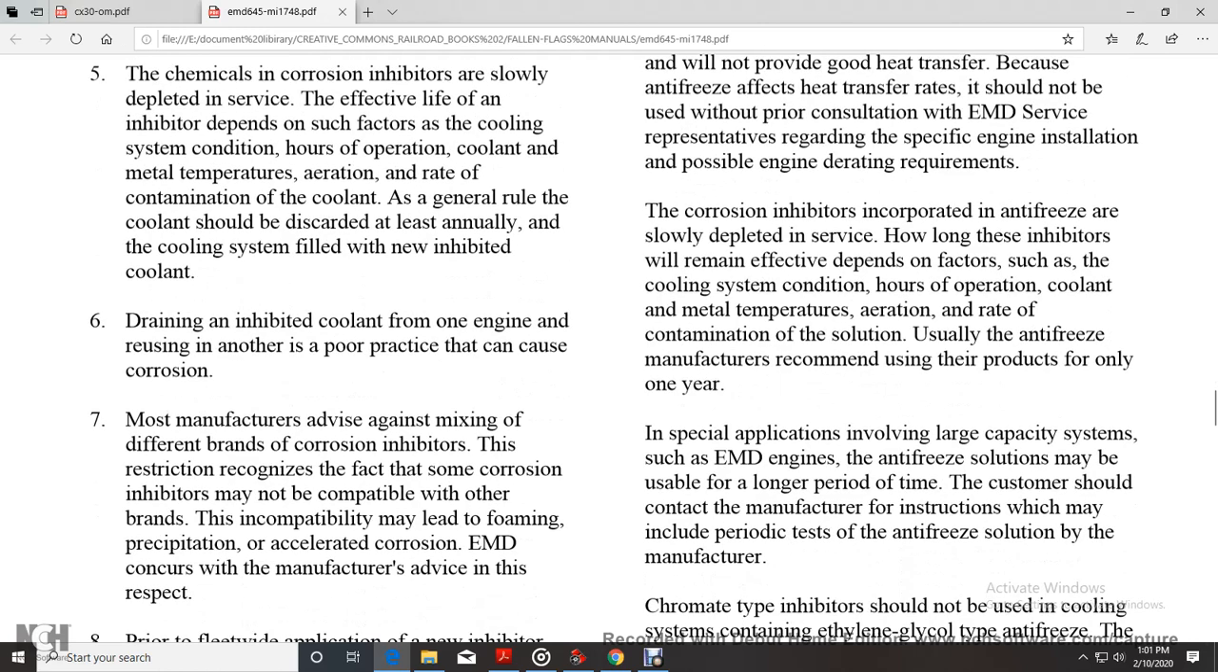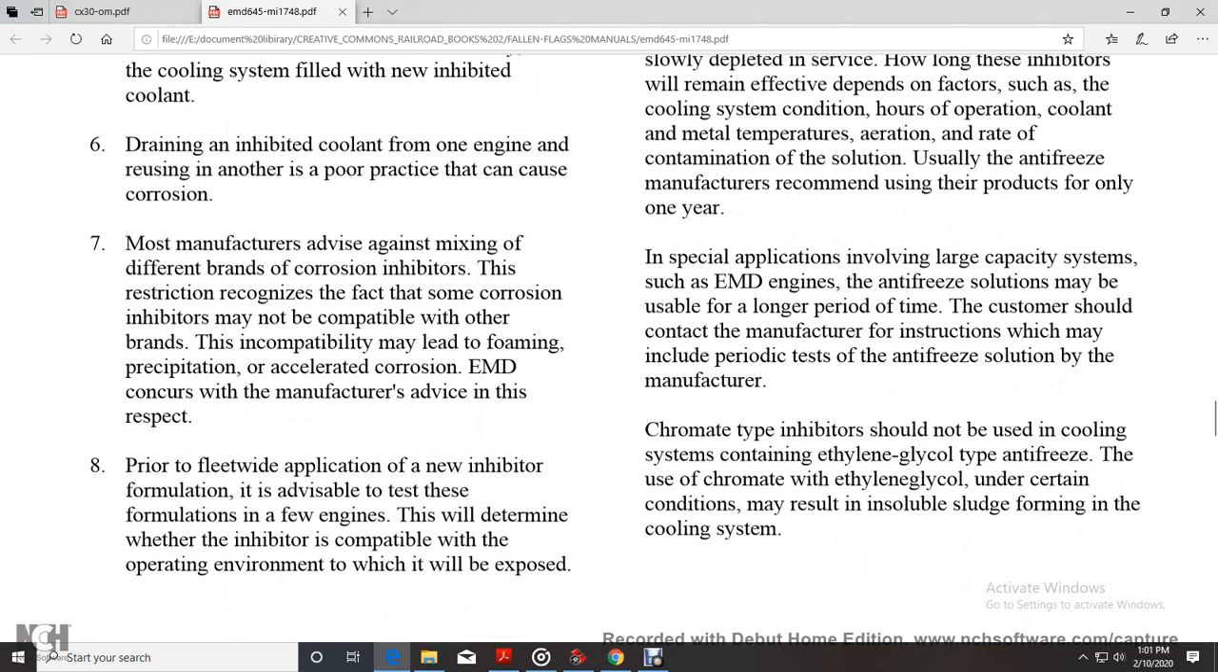Draining inhibited coolant from the engine and reusing it is a poor practice, as corrosion may result. Motor manufacturers advise against mixing different brands of corrosion inhibitor, with the restriction recognized that one sodium-based corrosion inhibitor may be compatible with another brand. Incompatible inhibitors may lead to foaming, precipitation, and accelerated corrosion. Electric Motor Division concurs with the manufacturer's advice in this respect.